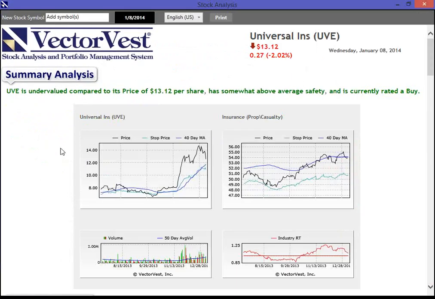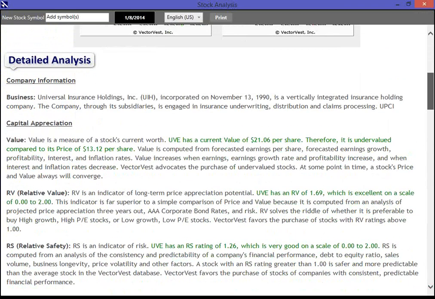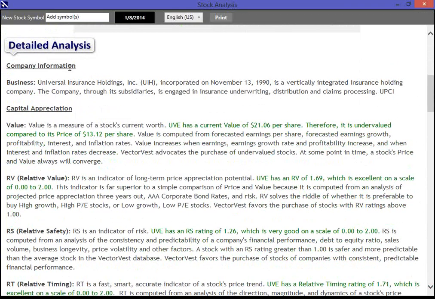There is a full stock analysis report for every stock in the database. And we start out with a little summary of its valuation, the stock's chart versus its industry chart. Next we come to the detailed analysis with a company description. And then we come to each of the indicators in the spreadsheet. And so you can see we start with value. And value is a measure of a stock's current worth. It's computed from forecasted earnings per share, forecasted earnings growth, profitability, interest, and inflation rates.